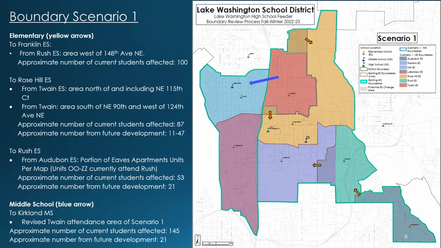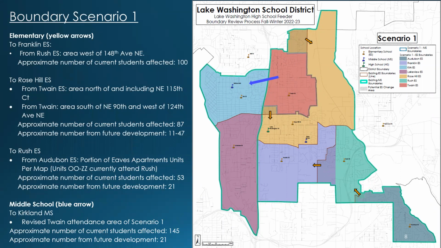This map shows the school boundary changes within scenario 1 for community input. You will note that the dark red brown lines indicate the current elementary school boundaries, with the new scenario boundaries signified by the various background colors. The darker hatched areas represent the potential change areas. Scenario 1's middle school line is shown as a dark blue feathered line that runs along the outside of the revised Twain Elementary School attendance area. The yellow and dark blue arrows show the potential change areas for elementary and middle school respectively.